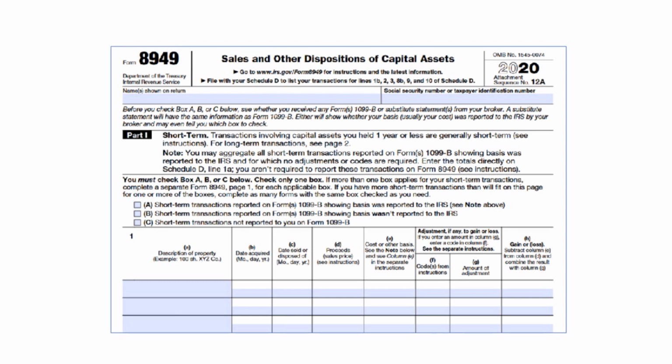And then in section 1, you have to put in information for every asset. In A, you have to describe the asset. In B, you put the date you acquired it. In C, you put the date you sold or disposed of it. In D, you put the proceeds, the sales price. E has to be the cost or other basis. In F, you put the code if there are any adjustments to gain or loss. G is the amount of the adjustments, and H is the gain or loss. And you have to do this for every property, for every asset.